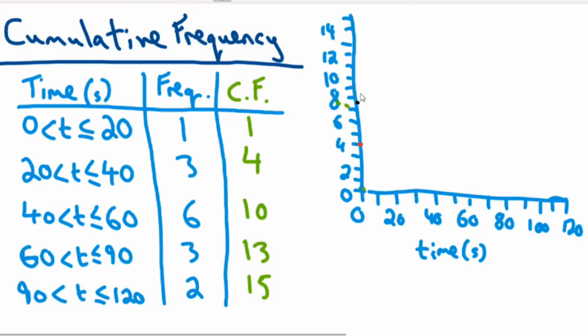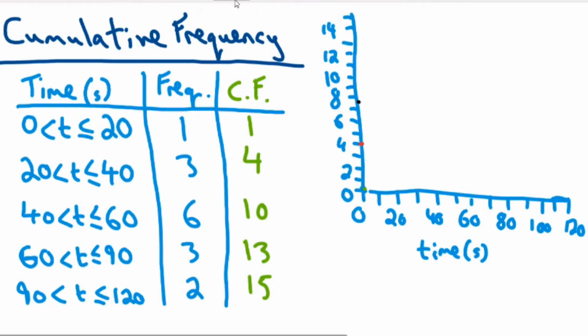For plotting, at 20 we're going to plot 1. At 40 we're going to plot 4. At 60 we're going to be plotting 10. At 90 we're going to be plotting our 13. And then at 120 we'll be plotting 15. Just joining these up then, you're once again going to get your kind of stretched S curve shape.